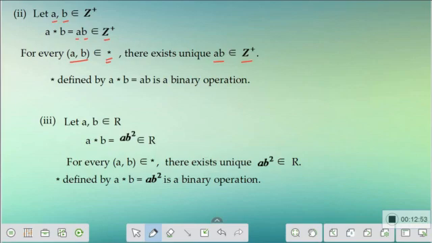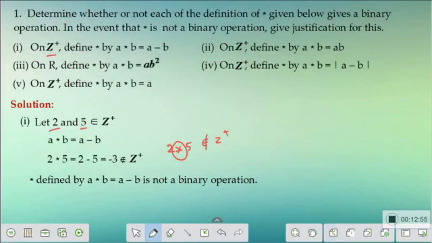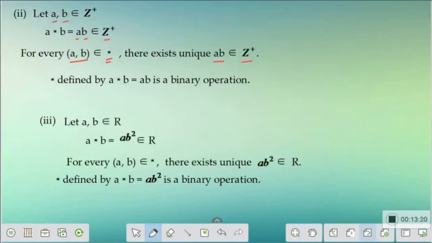Let's check the third subdivision. The third subdivision is on R, define star by a star b equal to ab square. Here R represents the set of real numbers and there is no restriction for this one. So you will have all numbers here: natural numbers, whole numbers, integers, rationals, irrationals, everything will be a part of this set. And the definition between a and b is ab square. So whatever number you take will definitely belong to R.